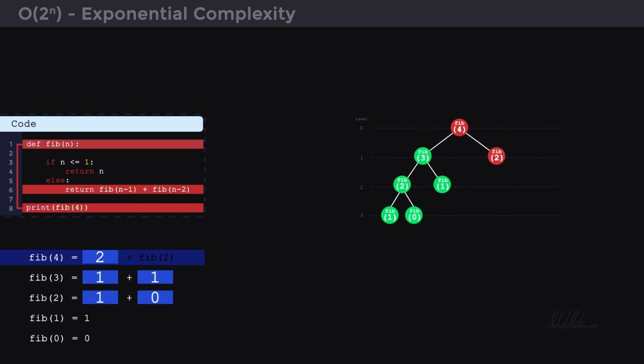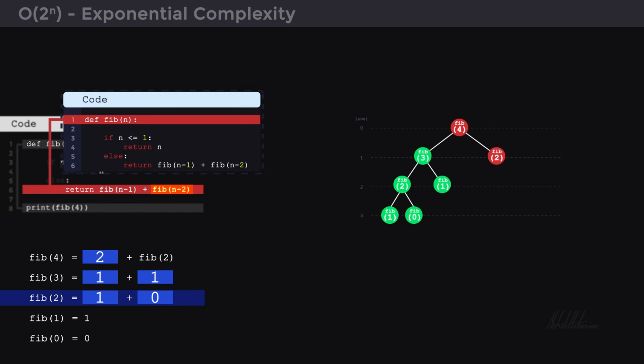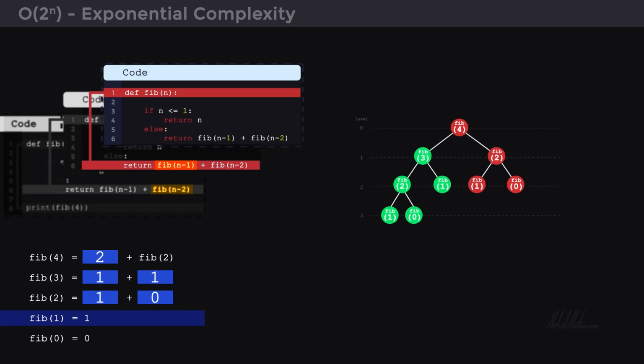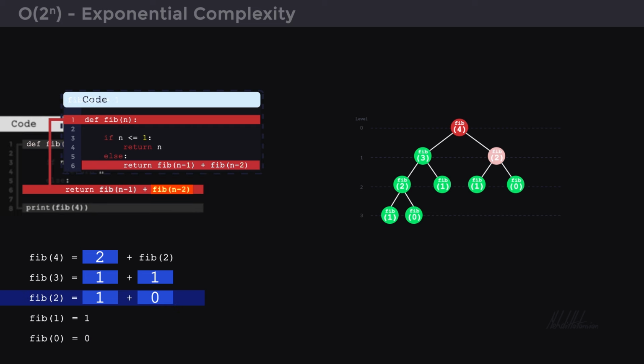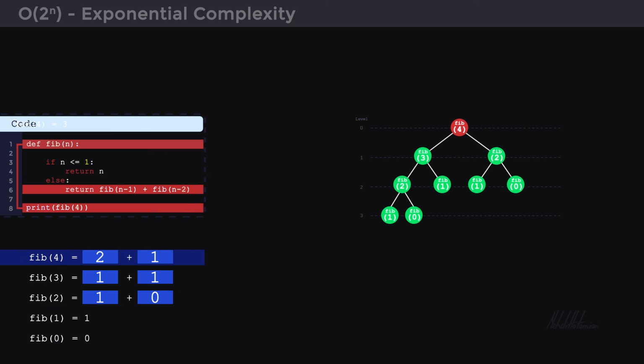To calculate the right side function, which is Fibonacci of 2, the function will go through the computation of Fibonacci of 2 and its base cases. Therefore, it will compute Fibonacci of 1 and Fibonacci of 0. After calculating it, Fibonacci of 4 will return 3. As we can see, Fibonacci of 4 has been computed.